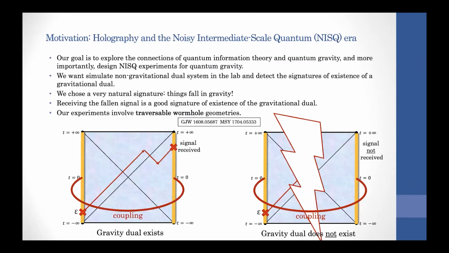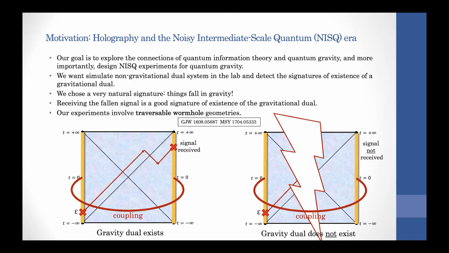So our goal here is to explore the connections between quantum information theory and quantum gravity, and more importantly, during the NISQ era. It's partly motivated by the SYK model, which suggests that generic quantum systems could have a gravitational dual. So we are looking to suggest experiments that could potentially be run in the near term. In particular, we want to simulate the non-gravitational side of the holographic duality in the lab, and detect the signatures of the existence of a holographic dual in the bulk.